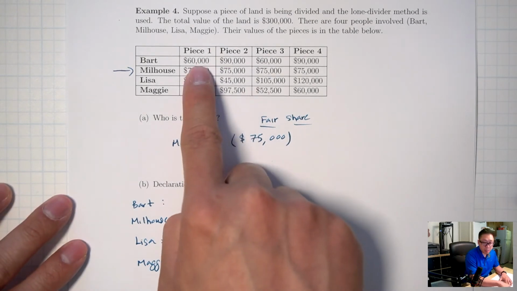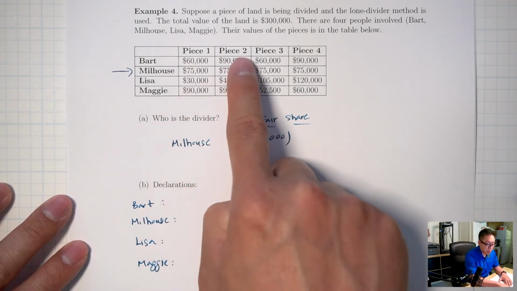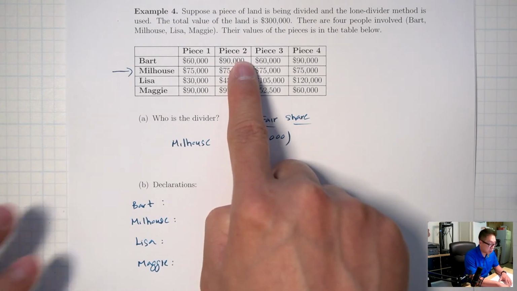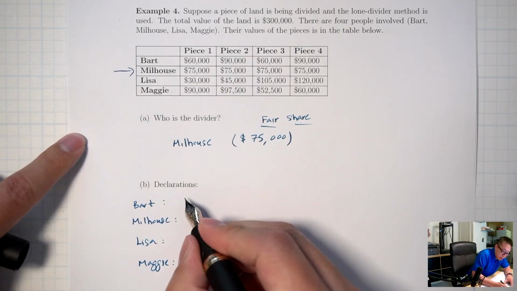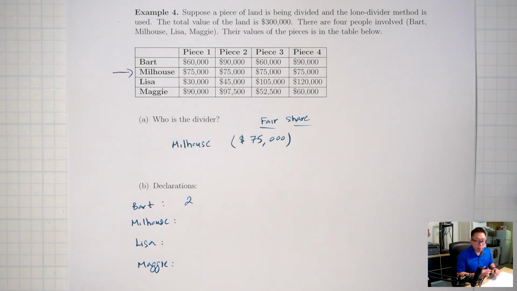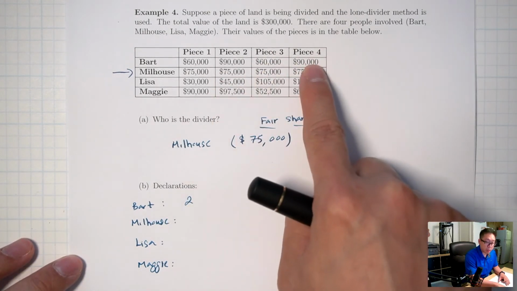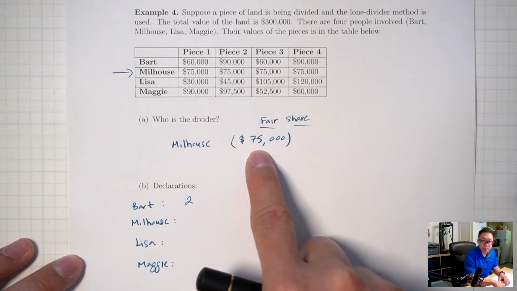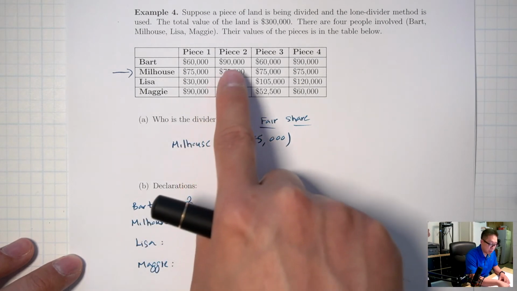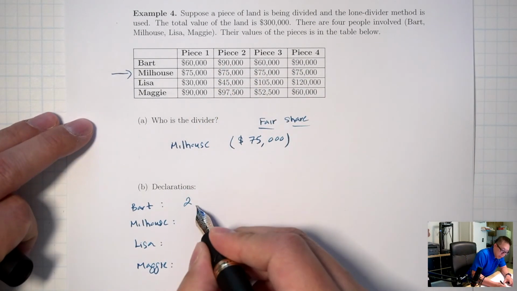So piece 1 is $60,000. He won't accept that. Piece 2 is $90,000 to him. He would take piece 2. So piece 2 is one of the pieces that he would accept. Piece 3 is $60,000. Nope. Piece 4 is $90,000. Yes, he would accept because it's $75,000 or more. So he would accept pieces 2 and 4.